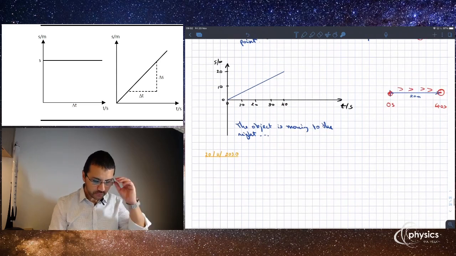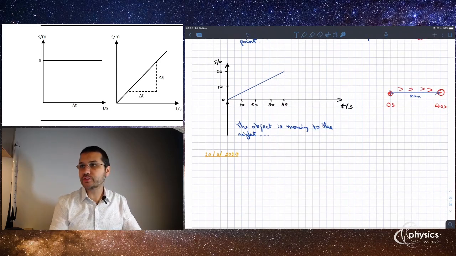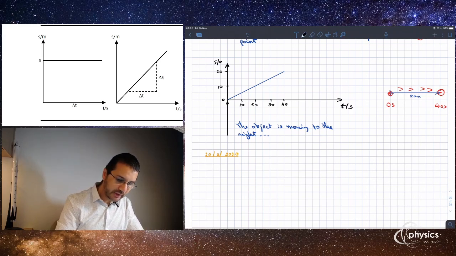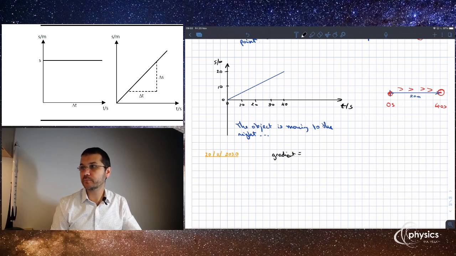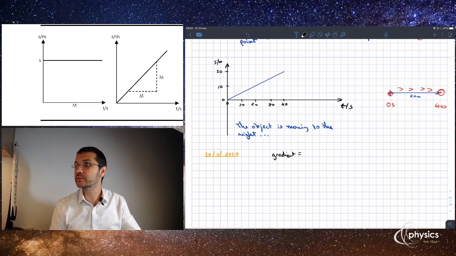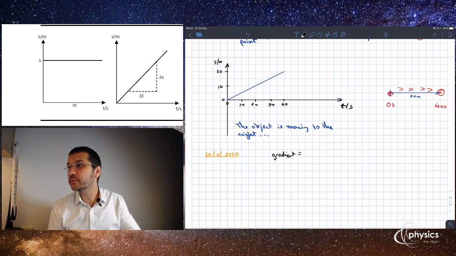Now, from these graphs, alright, we can calculate the velocity. How? Because if we calculate the gradient of the graph, who can tell me what a gradient is? What is the gradient? Very good.